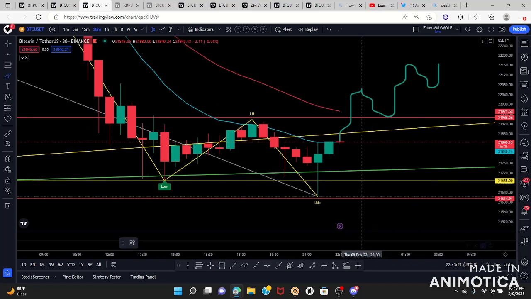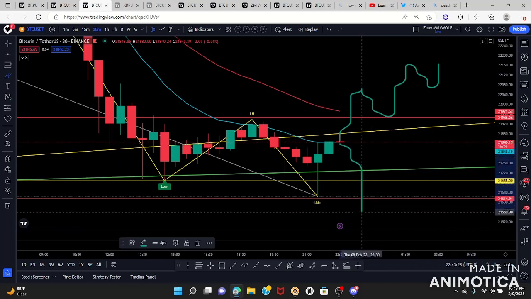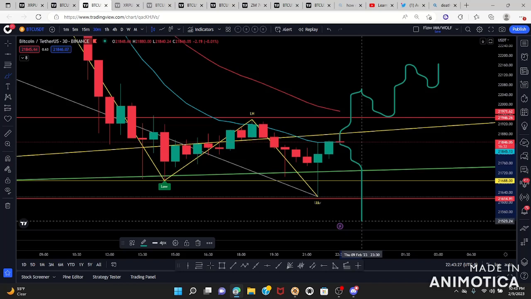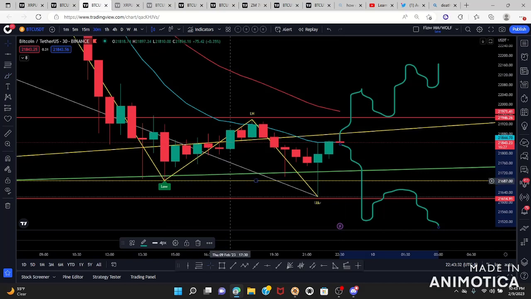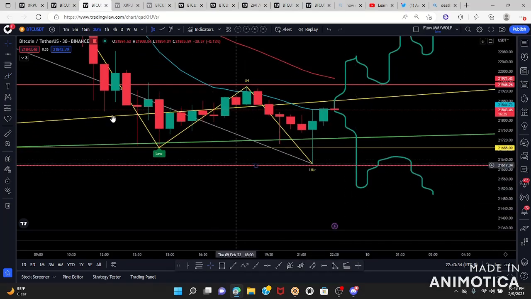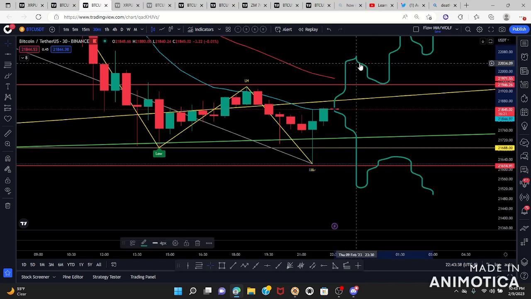If this is to break to the downside, we're looking for lower lows to break, retest, and continuation to the downside, right? And even within the 30 minutes, it could take a whole day to play out, let me tell you. So let's get closer.